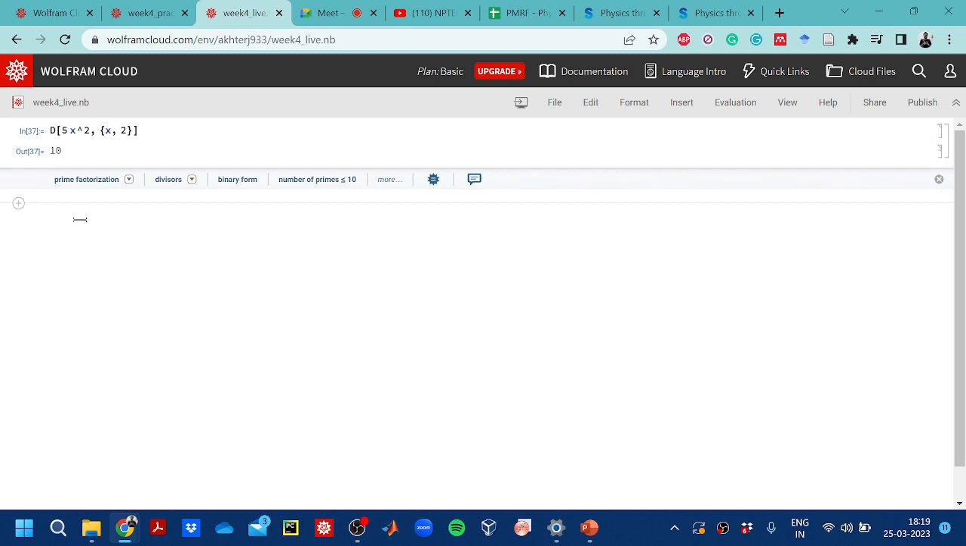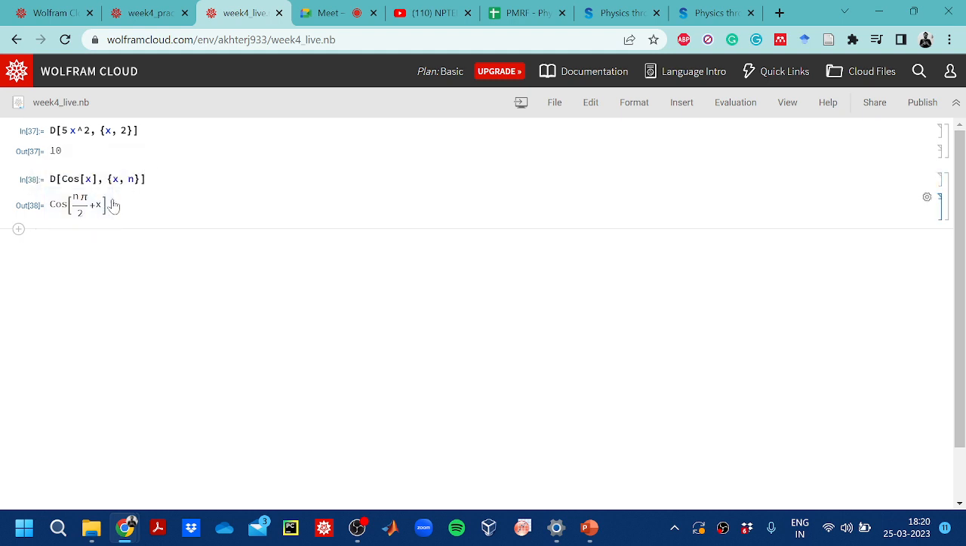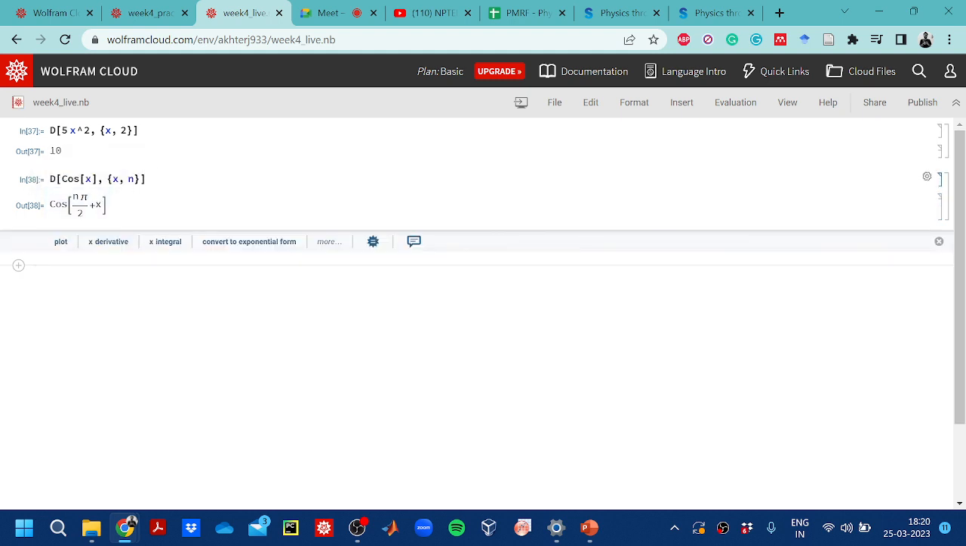So let us try with another function. Suppose we have a cosine function, cosine of x, and we want to calculate its nth order derivative. If we run that, this is the derivative of this function of nth order.